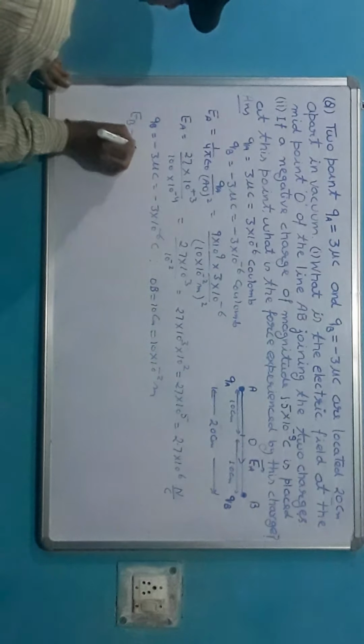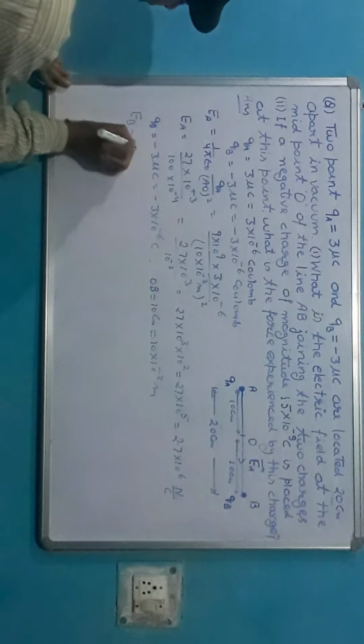Place the value 9 into 10 to the power 9. But here we have to write down only the positive sign, because we are going to write the magnitude only. So here you have to write 3 into 10 to the power minus 6 divided by the quantity, which is the same one, 10 to the power minus 2 meter square. When I solve it once again, I will get the answer 2.7 into 10 to the power 6 Newton per coulomb.